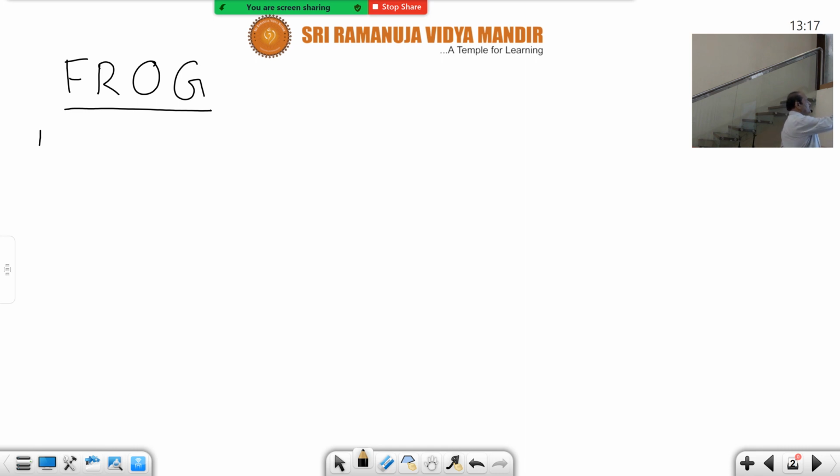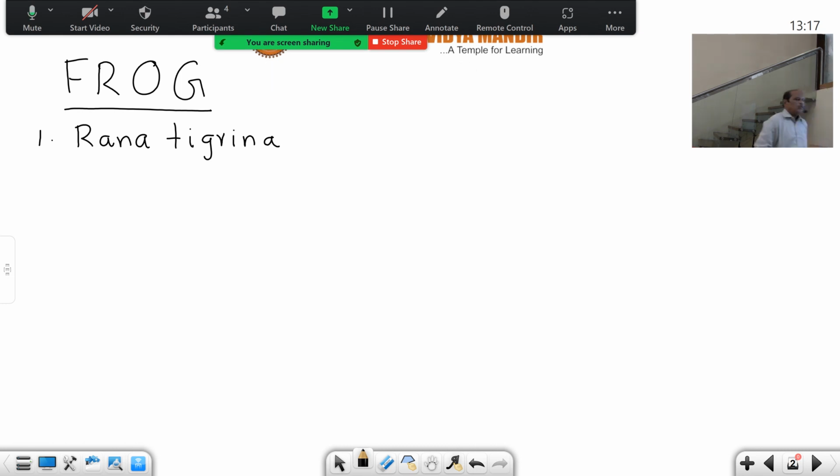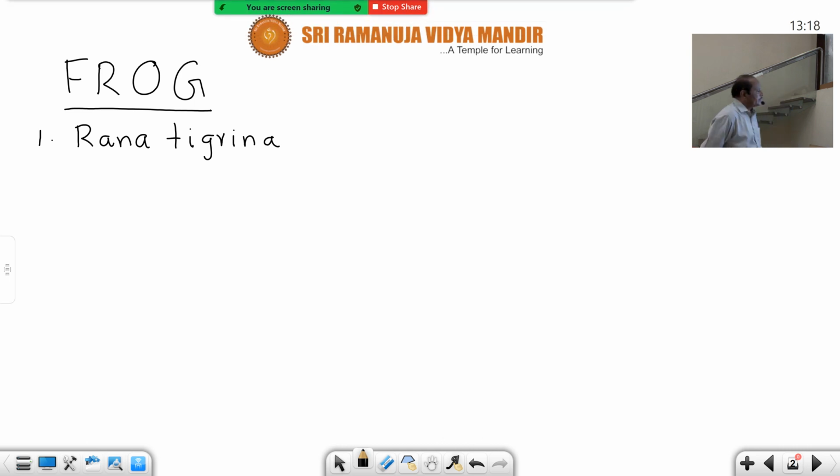So, the scientific name of the common Indian frog is Rana tigrina. This is the Indian bullfrog, common Indian frog, and Indian bullfrog also. Good afternoon, Srujana. Rana tigrina, a common Indian bullfrog. Common Indian frog you can also say, and common Indian bullfrog because of its largest size.